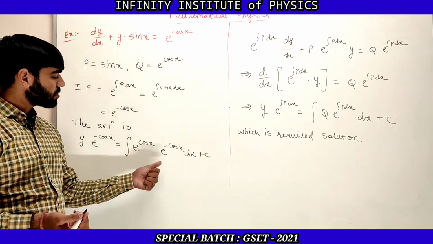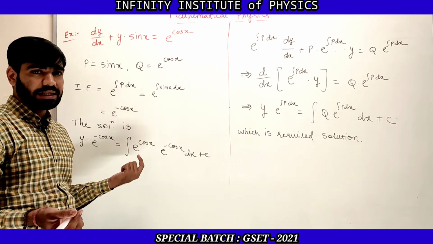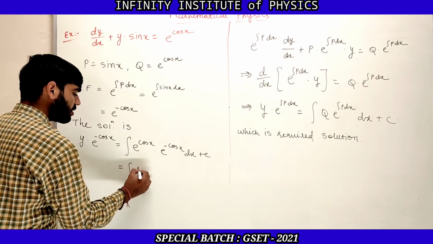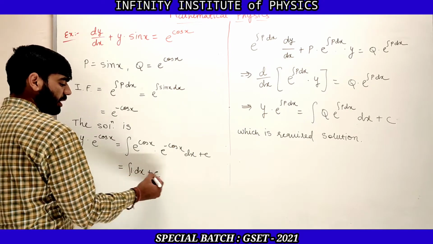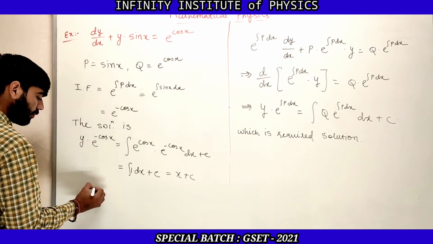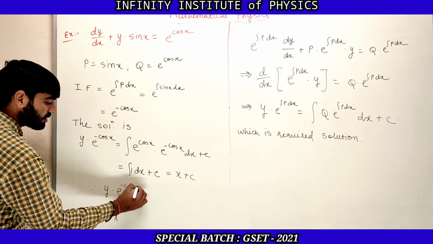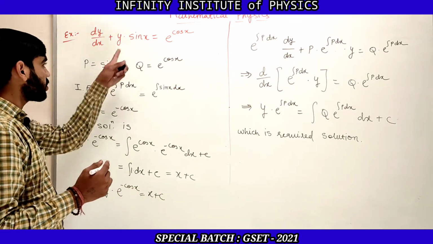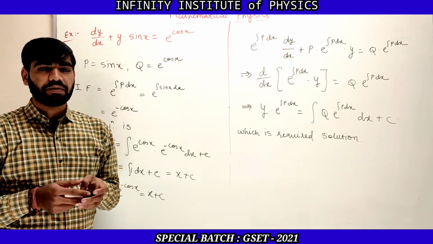Now this is e raised to cos x, this is e raised to minus cos x, so it will be e raised to cos x minus cos x, and that is e raised to 0, and e raised to 0 is 1. So it is only integration dx plus c. Integration of 1 is x. So it is x plus c. And therefore y into e raised to minus cos x is equal to x plus c, which is the required solution of the given differential equation.